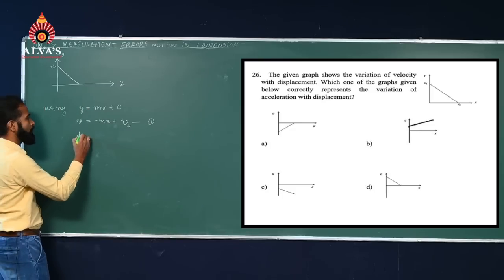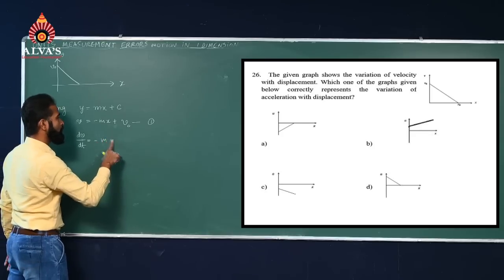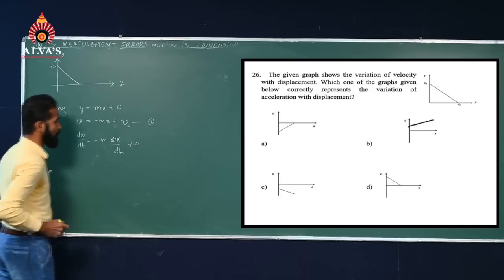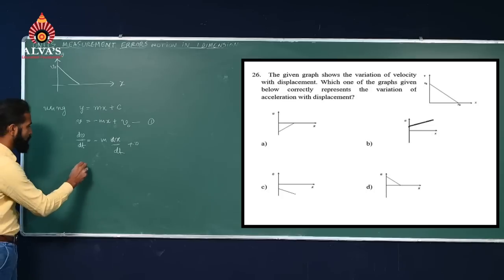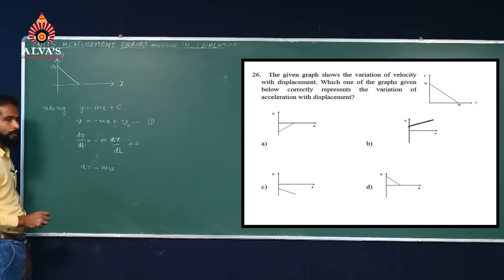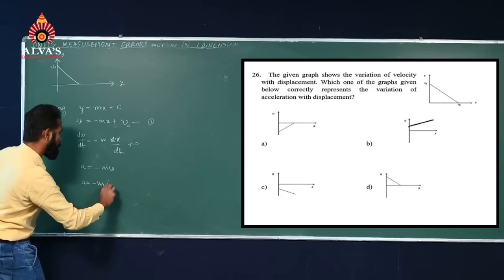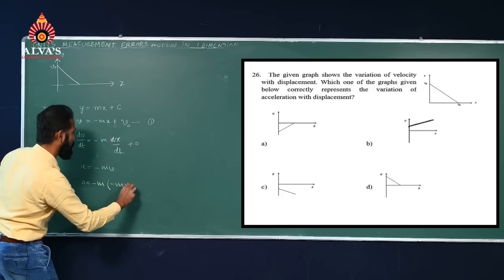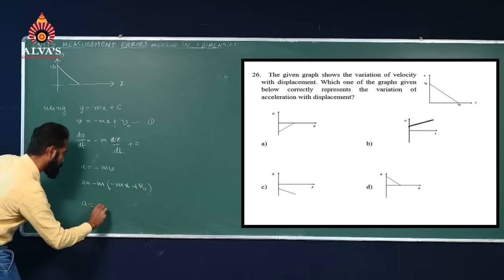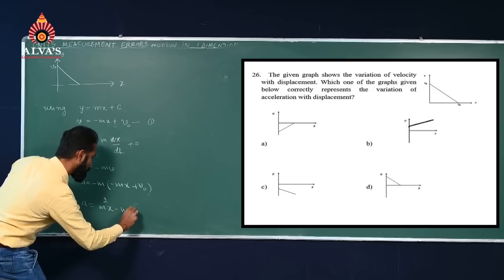Now let us differentiate this equation. dv by dt is equal to minus m dx divided by dt. The next quantity, being a constant, will become 0. So dv by dt is nothing but acceleration. So acceleration has become minus m, and dx by dt is nothing but v. Let me substitute from equation 1. So a becomes equal to minus m v, that is minus m into minus mx plus v naught, or the equation of acceleration becomes m square x minus m into v naught.